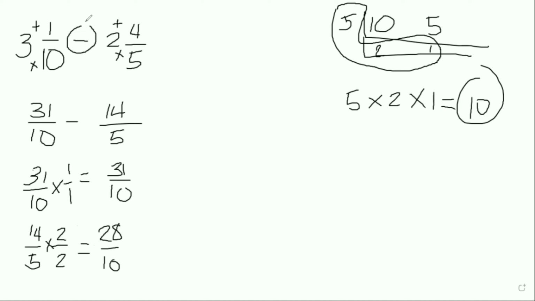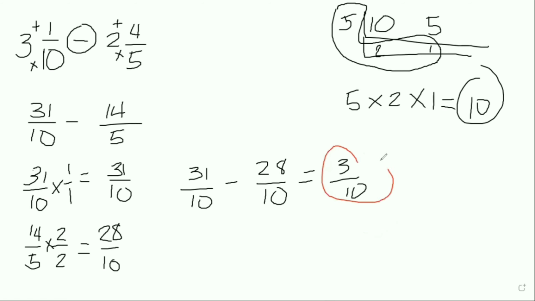So dahil subtraction ng ating operation doon sa ating original given, ipagsusubtract natin yung ating similar fraction na. So 31 tenths minus 28 tenths. So the answer is 3 tenths. Meron pa bang ibang common factor ang 3 at 10 maliban sa 1? So wala na. So it means that our simplified and final answer is 3 tenths.